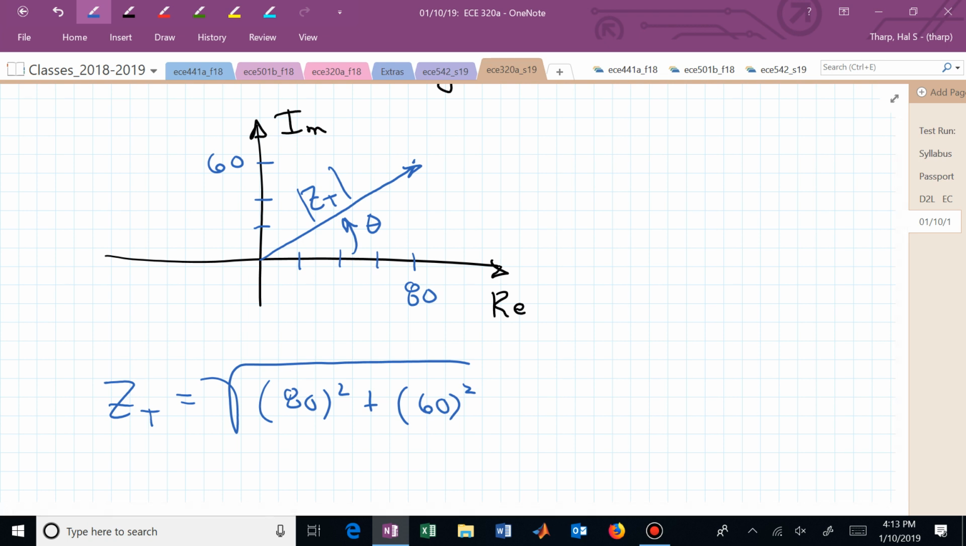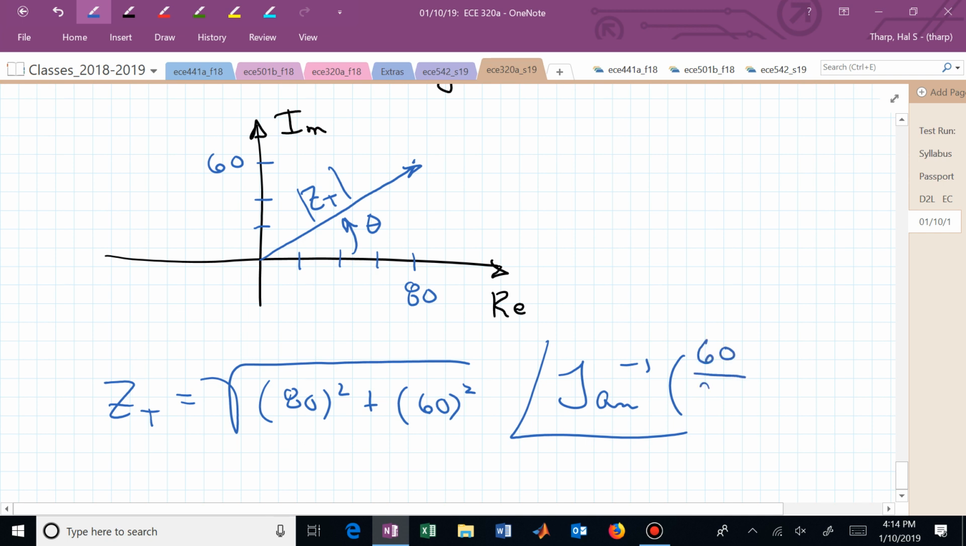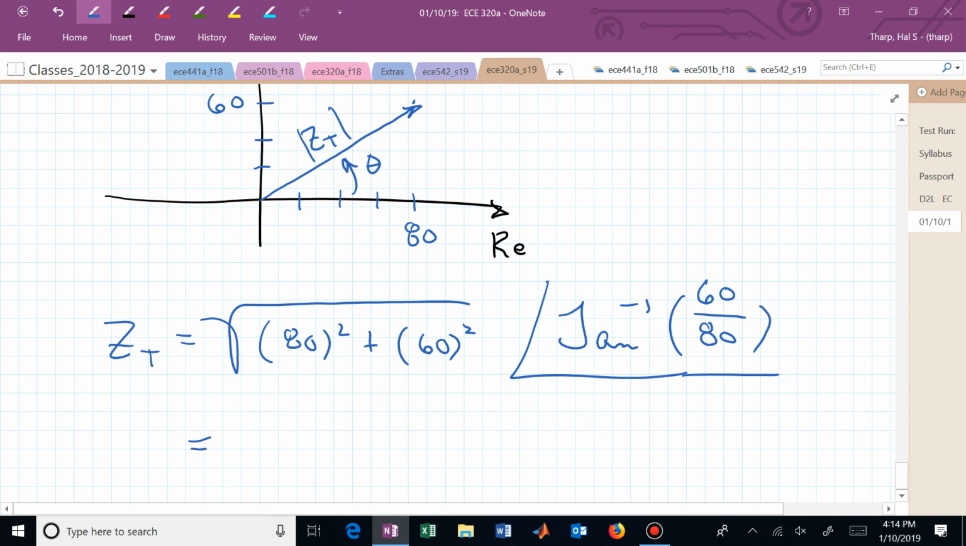That's the magnitude, and now the angle is the inverse tangent of opposite over adjacent. And this now is going to be 100 at 36.87 degrees. That's now the impedance. Once you have that, you can divide that into 220 at an angle of 0.